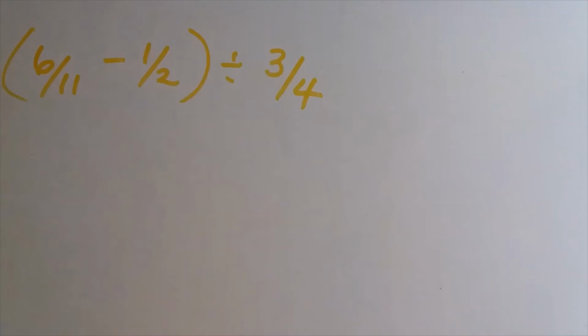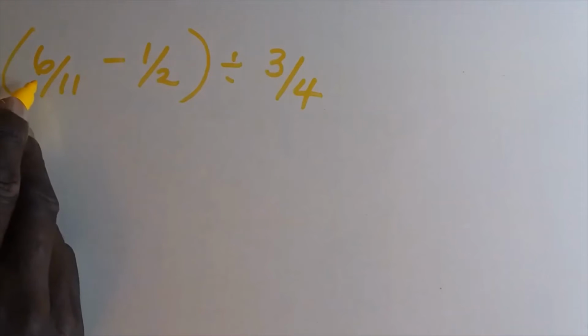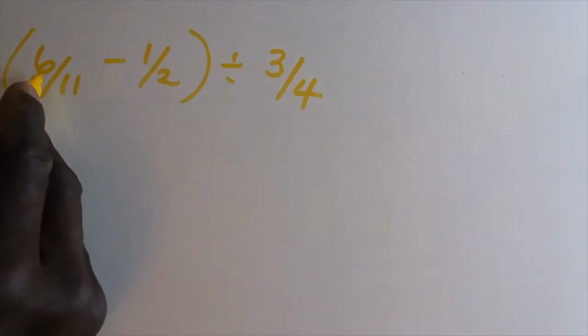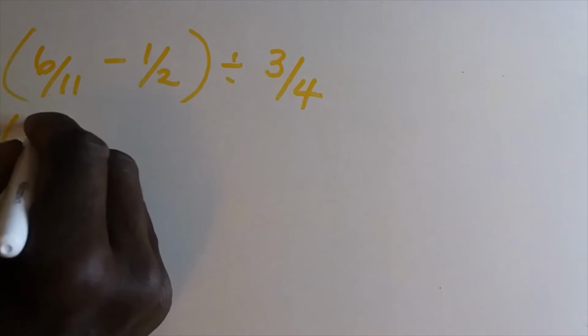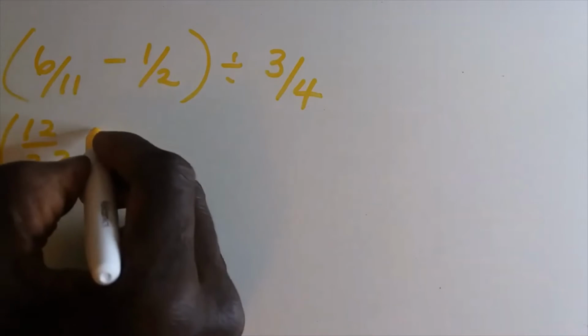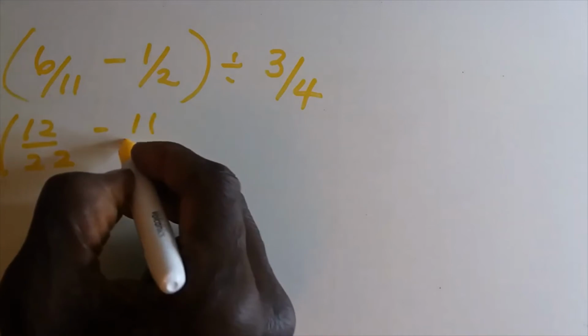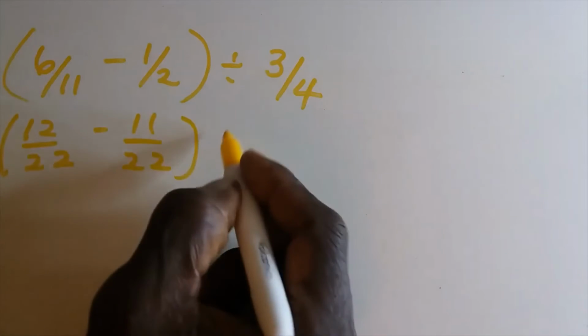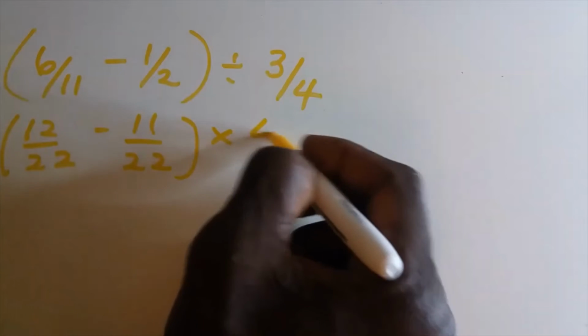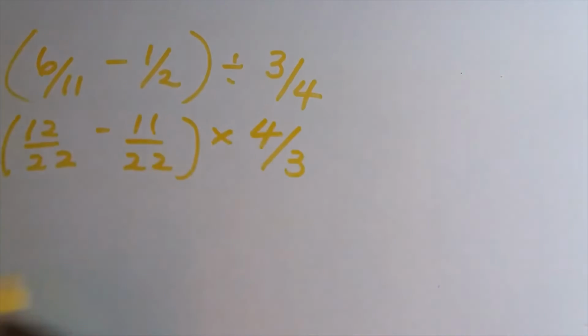We clear the brackets yet again. We want a common denominator of 22. So this becomes 12 over 22, and this becomes 11 over 22. Now, instead of dividing by 3 over 4, we'll multiply by 4 over 3.